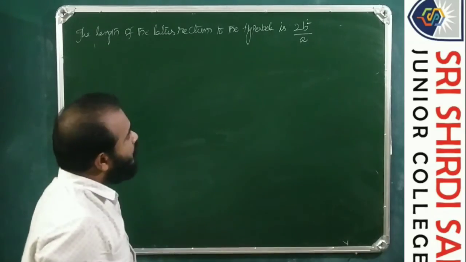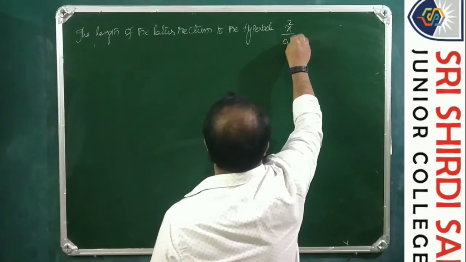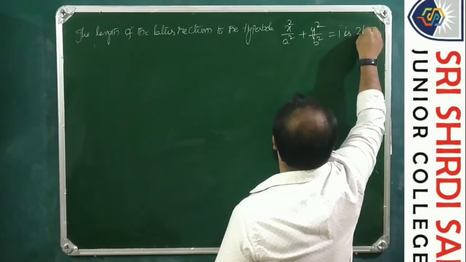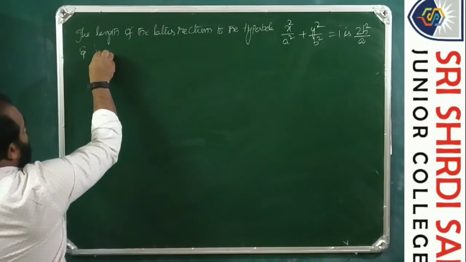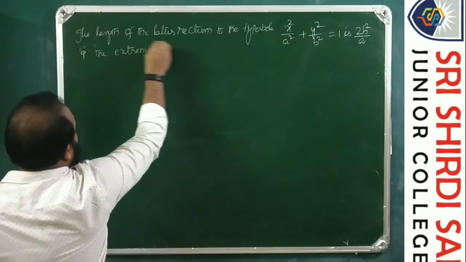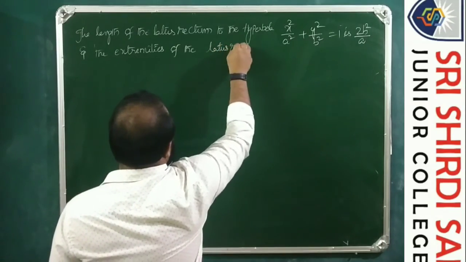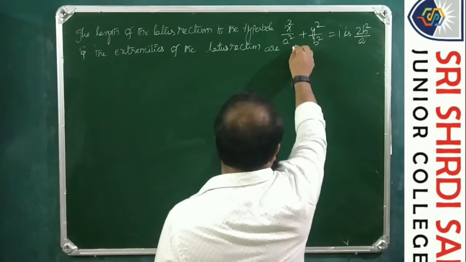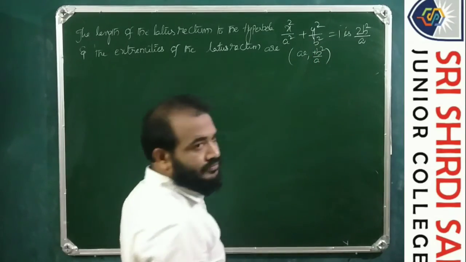So the length of the latus rectum of the hyperbola x square by a square minus y square by b square equals 1 is 2b square by a, and the extremities of the latus rectum are ae comma plus or minus b square by a.